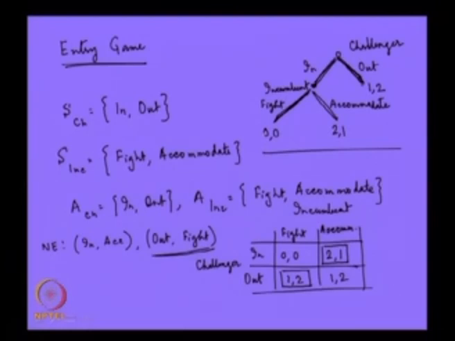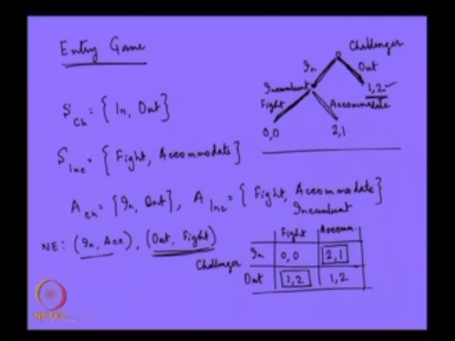And is this an equilibrium, or optimal, from the incumbent's point of view? Well, yes, because the challenger is choosing out, so the incumbent is getting 2. Now, it does not really matter whether the incumbent chooses fight or accommodate, because the outcome remains at out, right? So he does not make any difference to the payoff that he is getting. And anyway, he is getting the maximum payoff possible for him, which is 2. So this is an equilibrium. This is also an equilibrium. So that is why both of them are Nash equilibria.